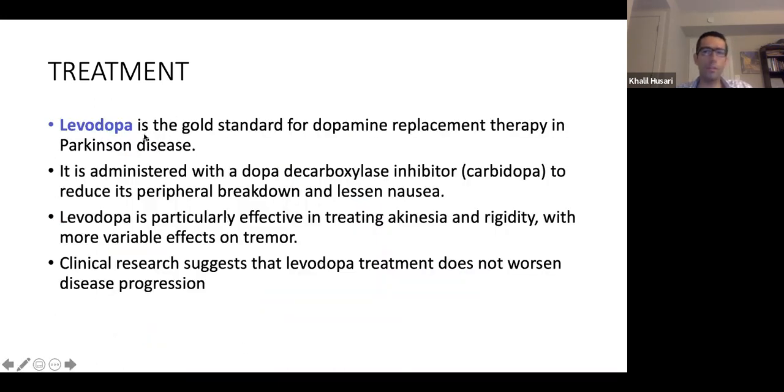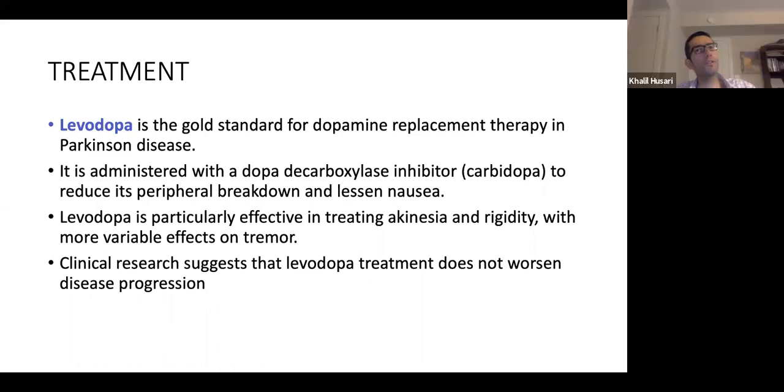So levodopa is the gold standard drug dopamine therapy in Parkinson's disease, with the dopa decarboxylase inhibitor, which is carbidopa, and this will prevent or reduce its peripheral breakdown, and that's why it will decrease the side effects of the medication. Levodopa is very effective for treating bradykinesia and rigidity. It is a little bit variable on tremor. So tremor, usually we treat it with anticholinergics, but sometimes it can work with levodopa.